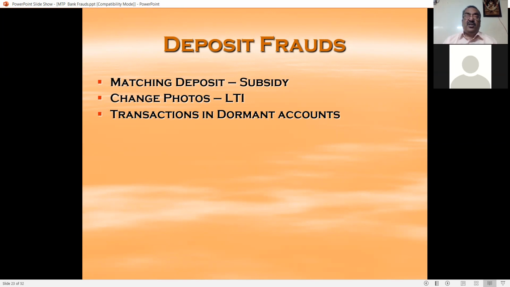Next one is transactions in dormant accounts. Earlier, everyone was doing it, because money was unnecessarily transferred and withdrawn from dormant accounts. Now it is not possible. It is a system-managed dormant account. When you pass any entries in the dormant account, they have to be approved by the branch manager. So without the knowledge of the branch manager, no transaction is allowed in the dormant account.